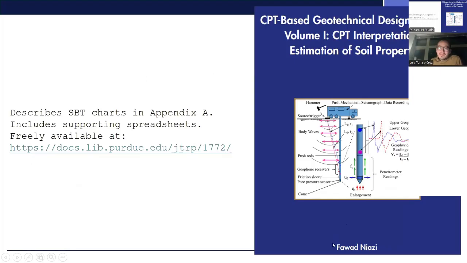I have found this reference to be very useful. It provides a very thorough description of different types of soil behavior type charts. In particular, if you're interested in this, please have a look at Appendix A. And another thing that I think enhances the usability of this document is that it includes supporting spreadsheets. The whole thing is freely available at this link that you see on the slide.